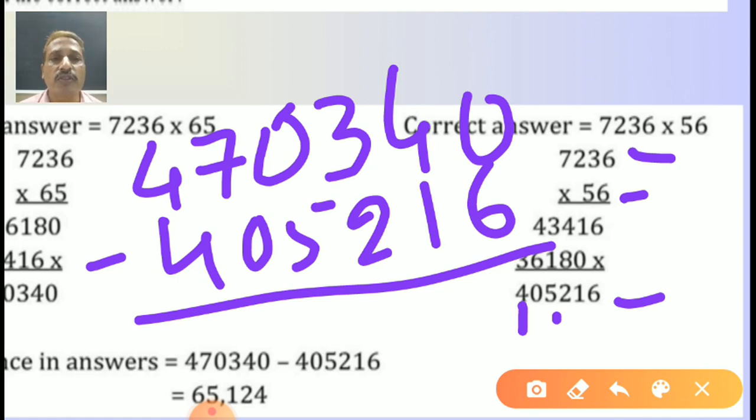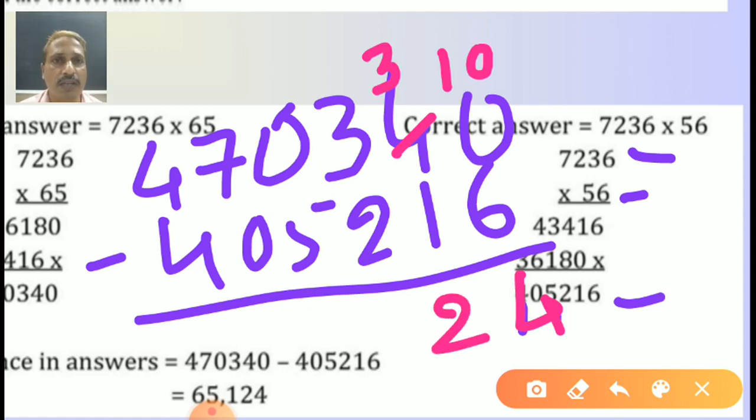0 minus 6 is possible? Not possible. What can we do? We can cut this 4 and put 3 here. Now take the 10 here. Yes, this pink is a very good color. What is the answer? 10 minus 6, that means 4. 3 minus 2? No, 3 minus 1. Answer is 2. Very fast. Some are telling me directly 2. Okay, 3 minus 2, now it's 1.